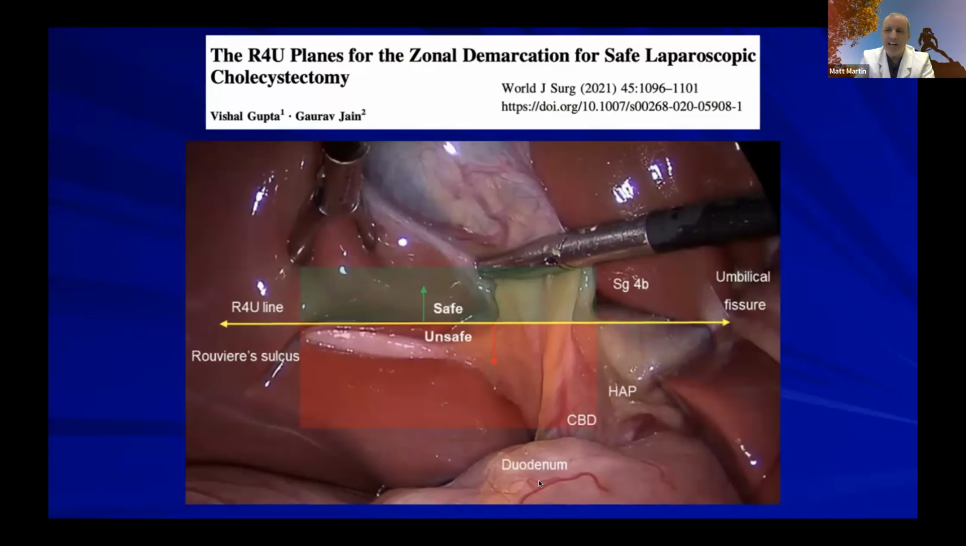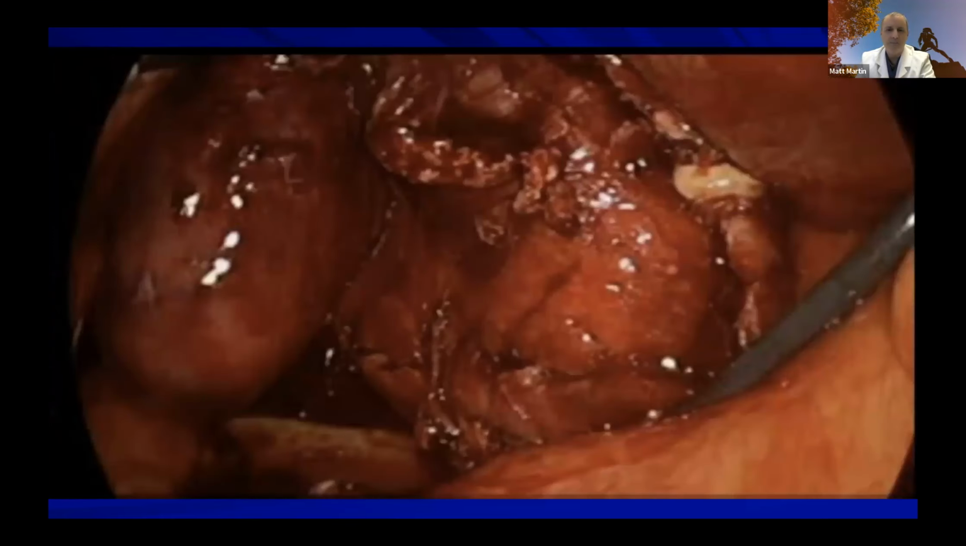I think if anybody hasn't read the SAGES Safe Cholecystectomy program or knows about the R4U line, I find this very helpful. So if you find Rouviere's sulcus on the left and you draw a line straight across through segment 4, that's the 4, to the umbilical fissure, that's the U, also falciform ligament. If you stay above that line, you are generally above where the common bile duct or right hepatic duct is going to be. And if you're below that line, then that's the danger zone. And I found this to be incredibly helpful on these really tough cases where I'm trying to sort out exactly where the common duct is and isn't.